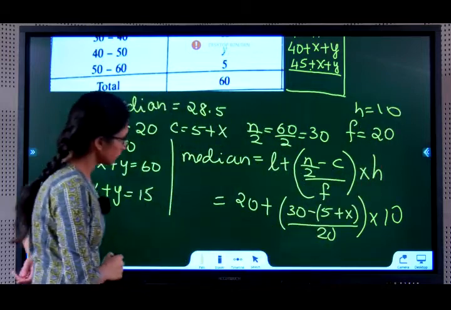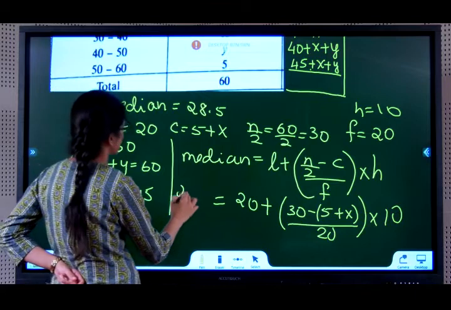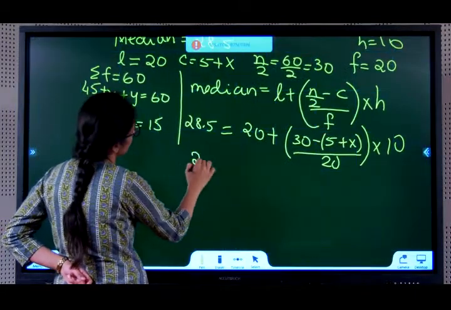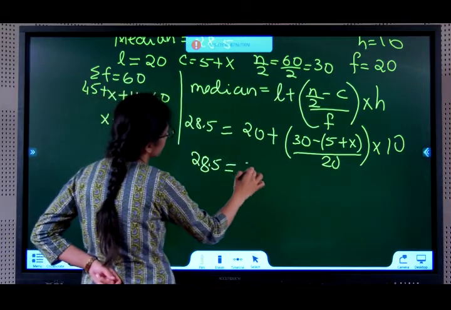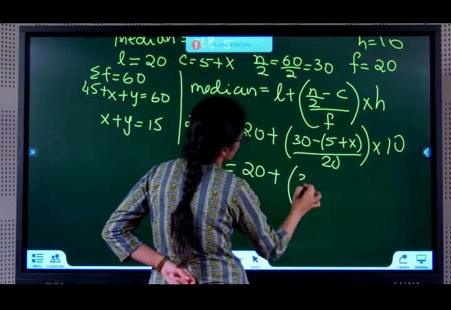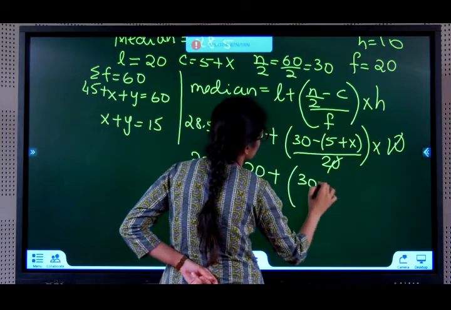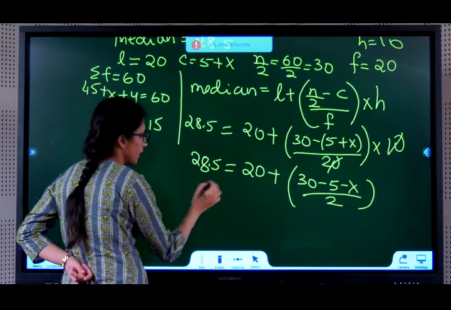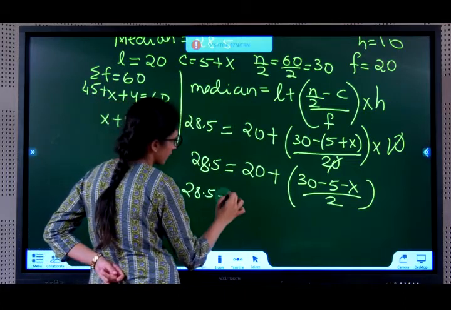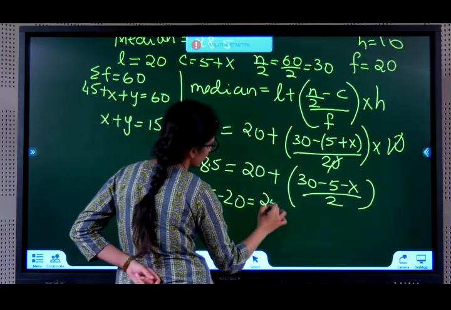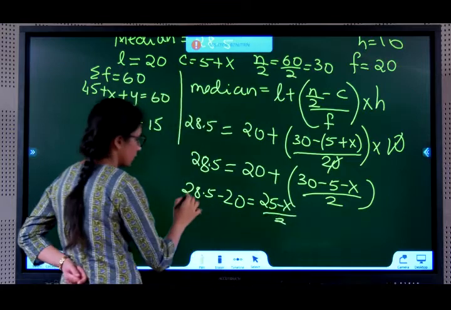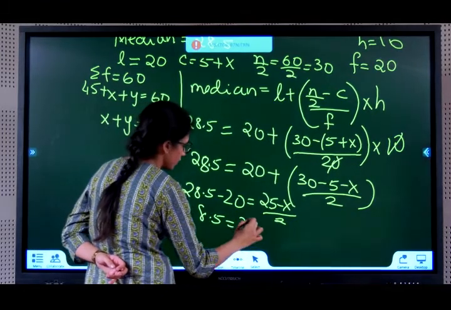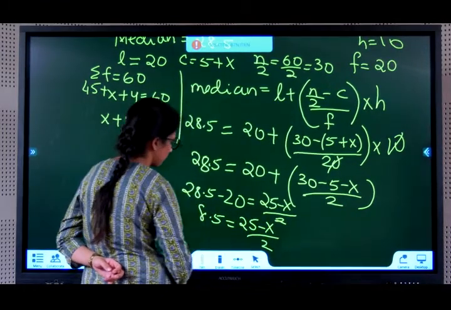So median over here is 28.5, correct? Yeah. So now 28.5 is equal to 20 plus 30, 0 0 cancels, 30 minus 5 minus x by 2. Send the 20 this side. 28.5 minus 20 is equal to 25 minus x by 2. 28.5 minus 20, 8.5 is equal to 25 minus x by 2.